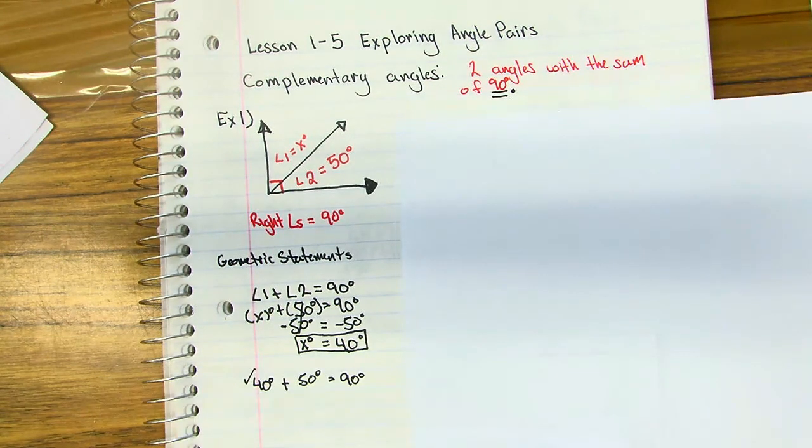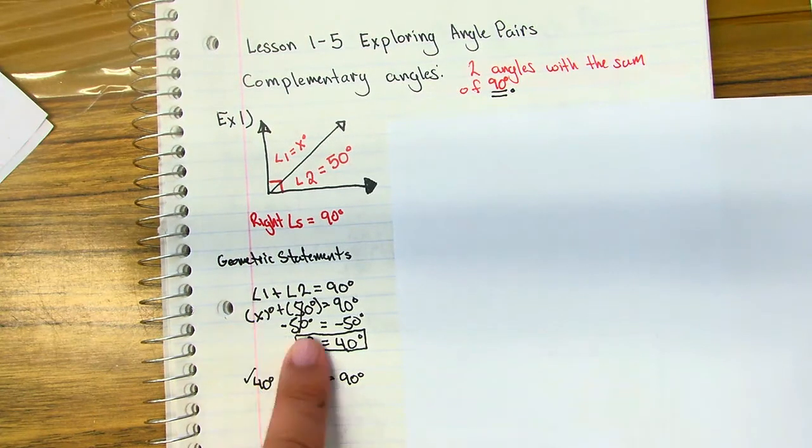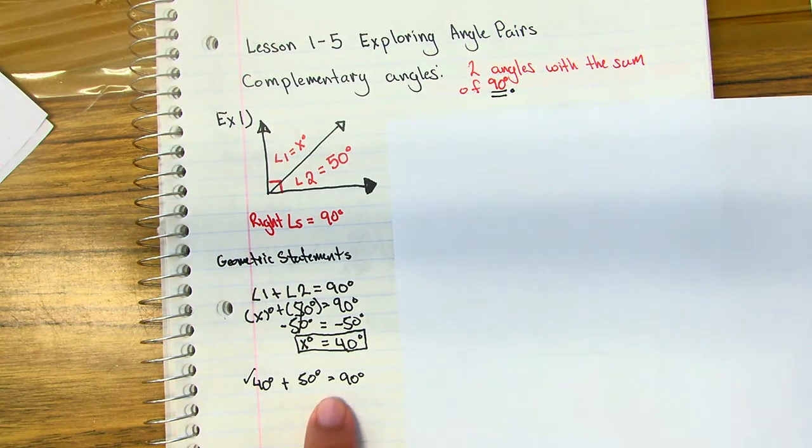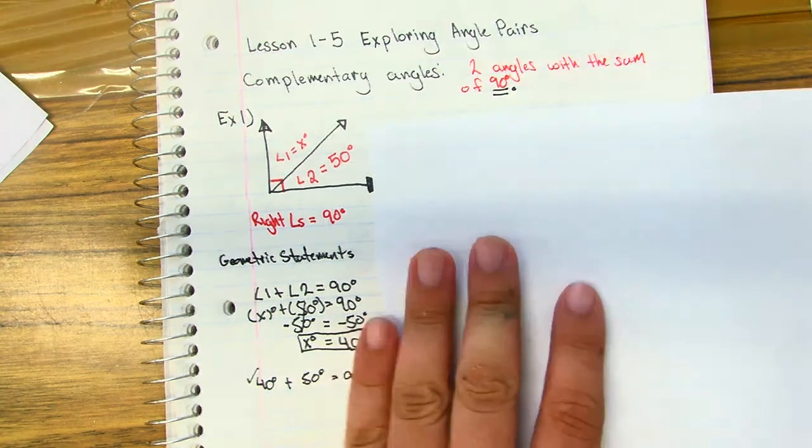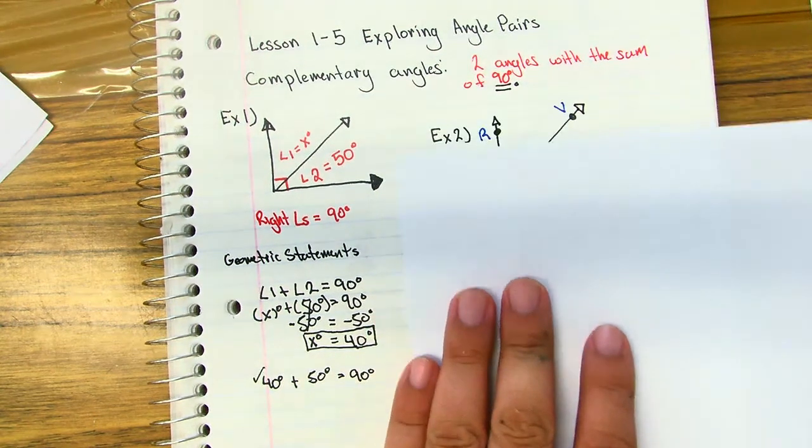Okay. Double check your work always. 40 plus 50. I'm going to substitute x with 40, and then plus that with 50. That will equal 90. So I know that x equals 40 is the correct answer. Okay. Now let's try a different example here.